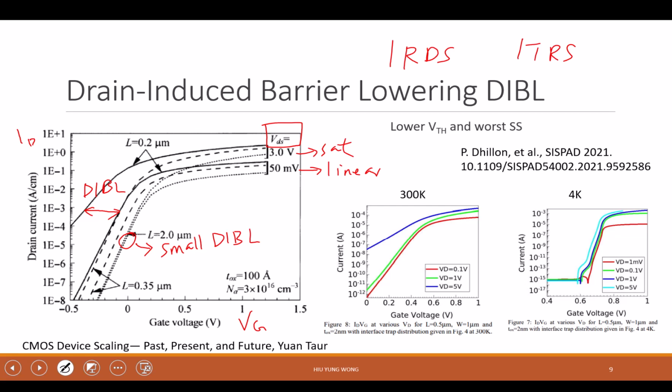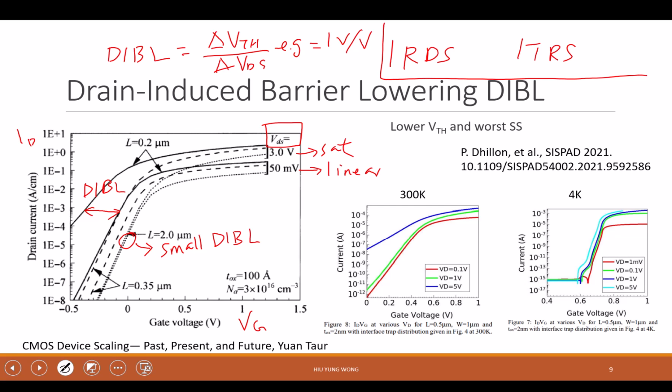Now, how do we define DIBL? It's not just the difference of VTH. I can tell you DIBL is expressed as delta VTH divided by delta VDS. So for example, I change my VDS by 1 volt, my VTH may change by 1 volt also. Then we will say that it equals 1 volt per volt. Although the units should cancel, this gives a lot of information: how much the threshold voltage will change when I change VDS by 1 volt.